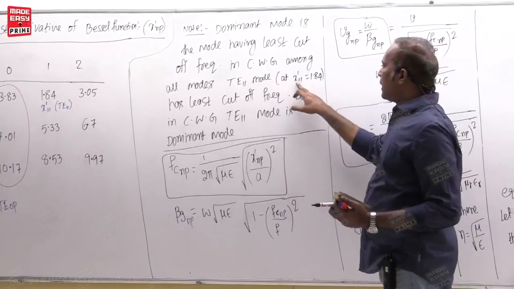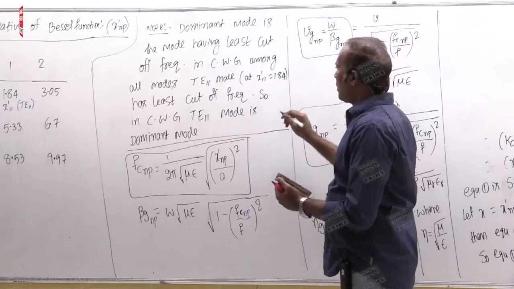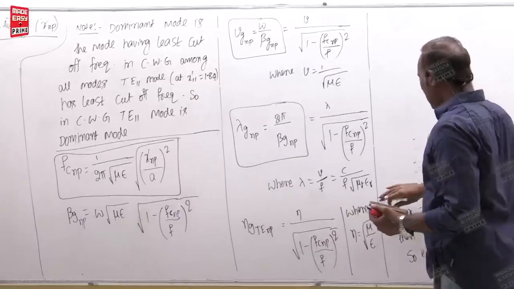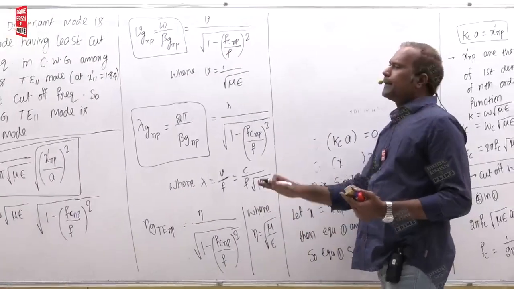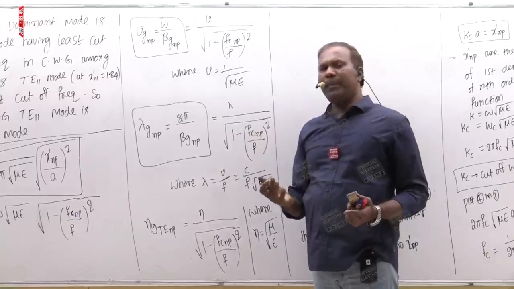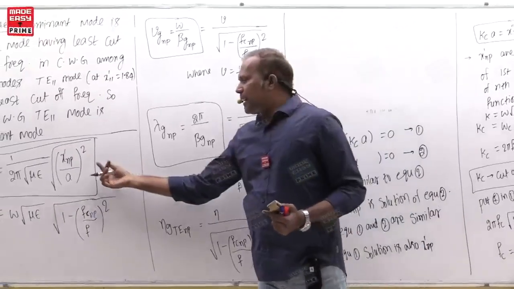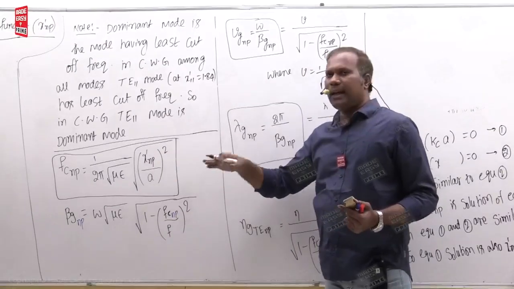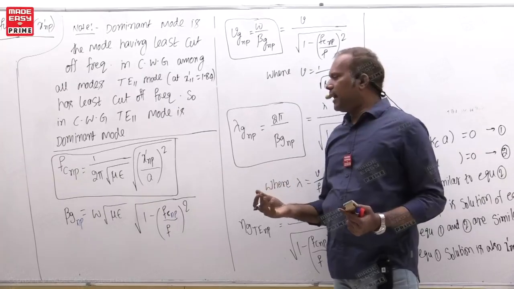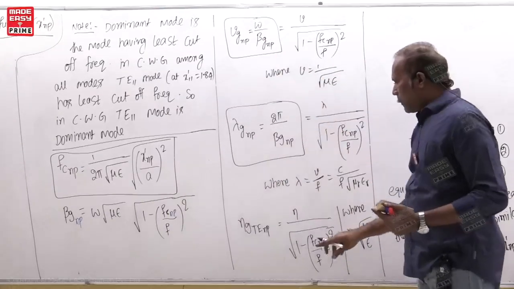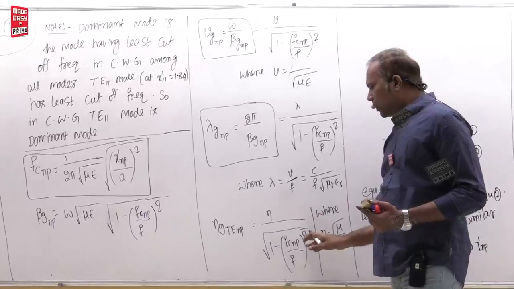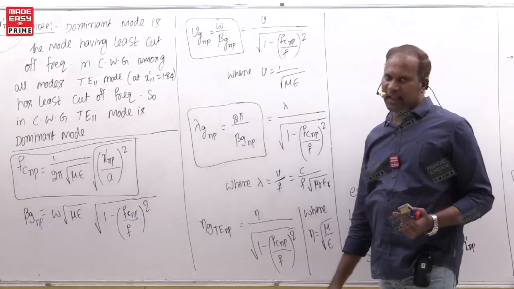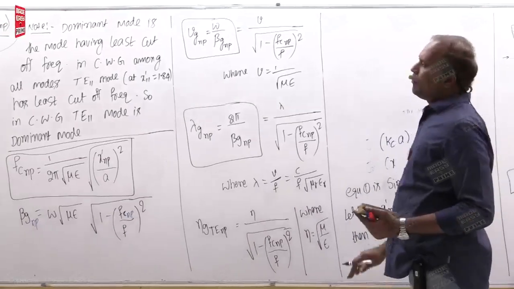TE11 mode is dominant mode at x11 dash is equal to 1.84. It is in the note. Anyway, I am writing all of them in the note. So here note is completed, student. Then for TM mode, cutoff frequency formula is same, but you get xnp instead of xnp dash. There nth order Bessel function will come. Then others will be same, but this formula will be multiplied with root of 1 minus fc by f whole square. So that is the TM mode, right?